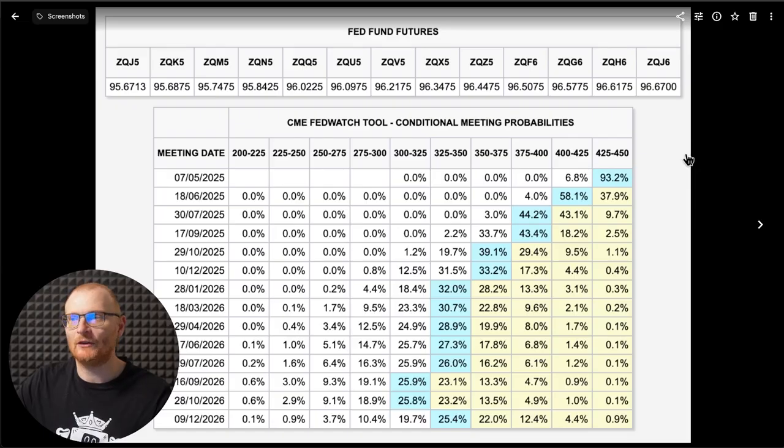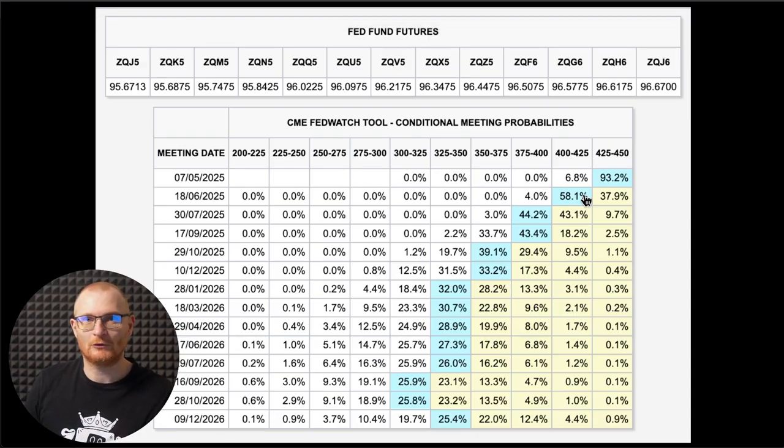Now, quickly, let's have a look at this. We are wanting the rates to come down, but we're not expecting the rates to come down. This is a probability of a rate decrease. It's not going to happen. Potentially in June, we could see a rate decrease though. And this is one of the reasons why I believe Trump is trying to get rid of Jerome Powell, because Trump just wants rates to come down, but Jerome Powell's like, no.